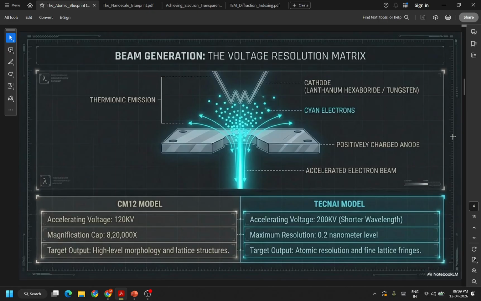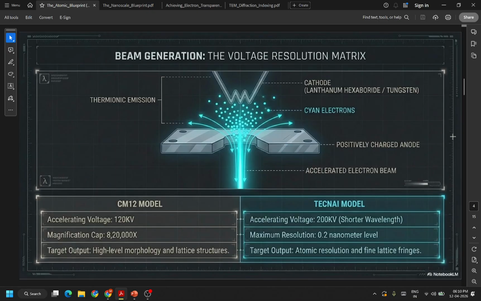So first is beam generation. The beam is generated through a cathode, which could be tungsten or lanthanum hexaboride. Electrons are generated through thermionic emission, and then they go towards a positively charged anode, which is used to accelerate the electrons to the required energy.